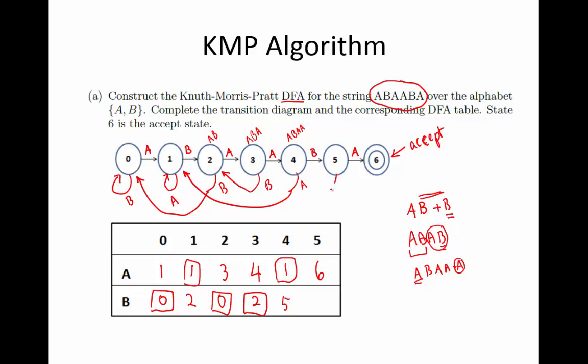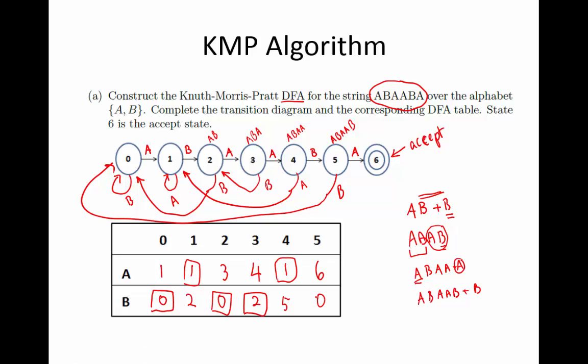So now, when you're here, let's see what happens if you see a B. This means that you have seen ABAA, and then you have seen another B. Now we want to know the longest suffix, which is also a prefix. Unfortunately, there's no longest suffix which is a prefix. It's the empty string. So you're going to go back to state 0. So this means this is state 0.